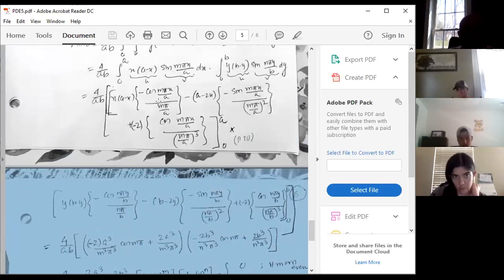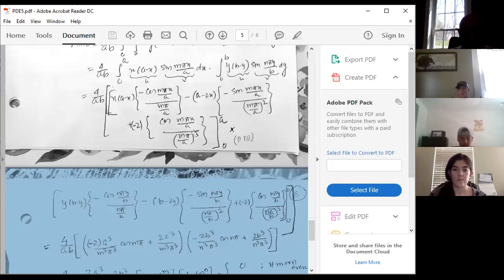0 to a. If I replace by a, a minus a is 0, right? So this term will be gone. Sine m pi a will get cancelled out. M is integer, sine of integer times pi, 2 pi, 3 pi, 4 pi, is 0. This term will get cancelled out. Minus 2 cosine m pi a. Cosine m pi is minus 1 to the power m.